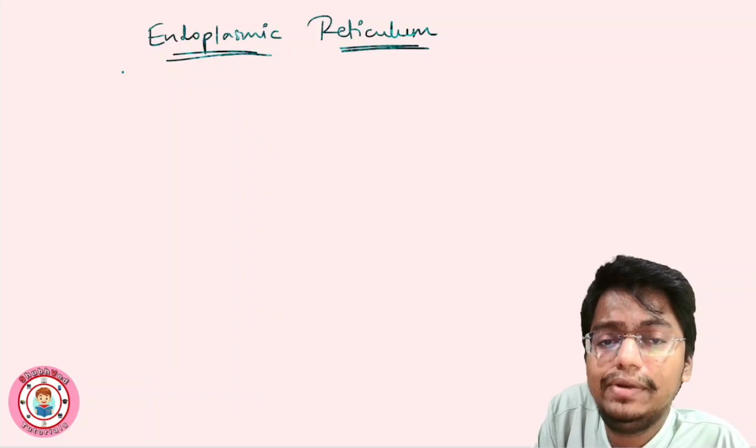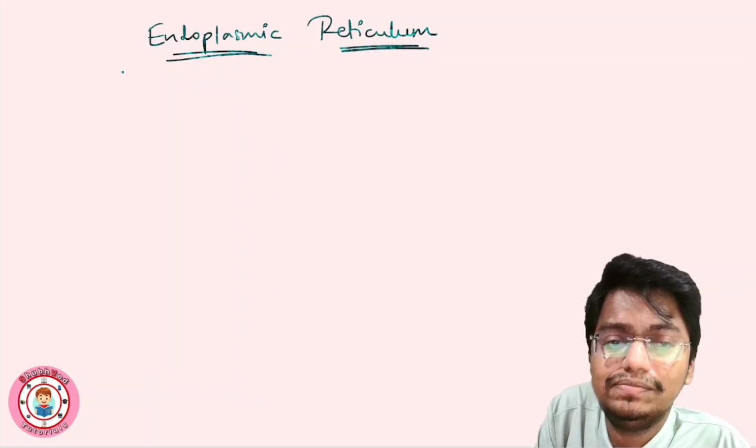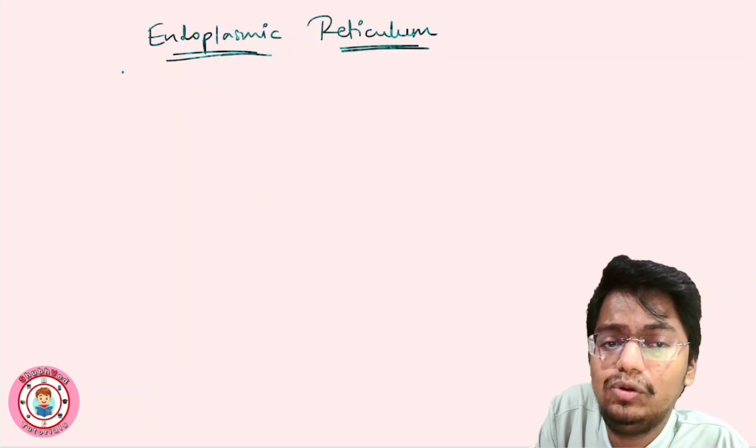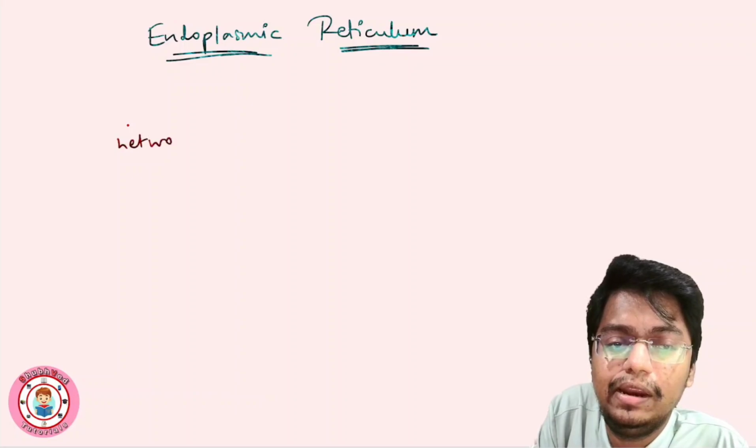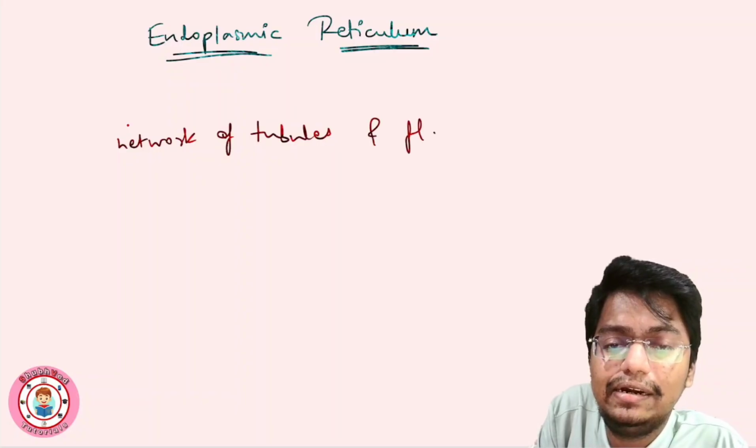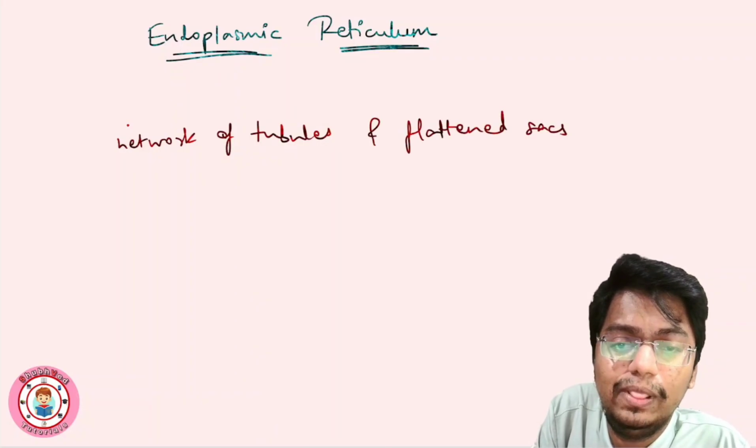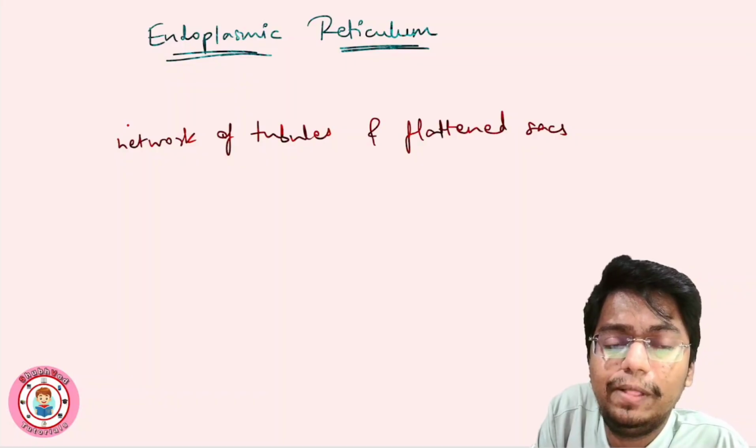So endoplasmic reticulum is basically a network of tubules and flattened sacs. Okay, I will write here: network of tubules and flattened sacs.